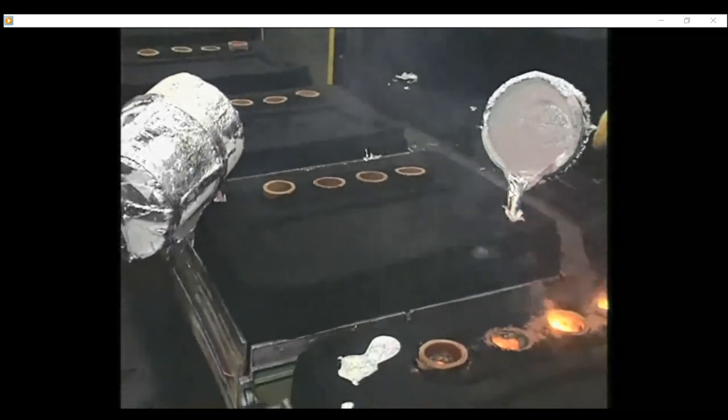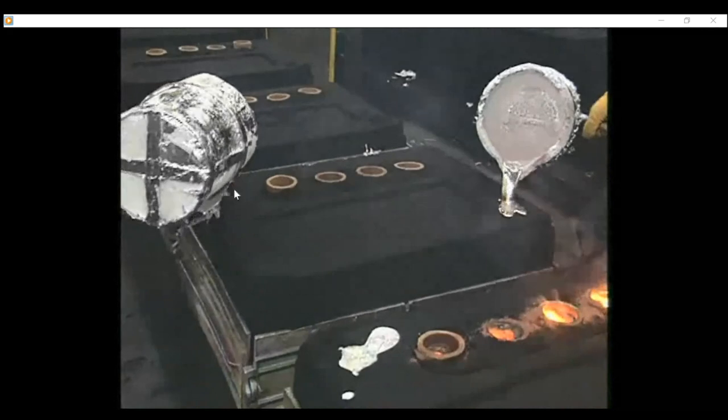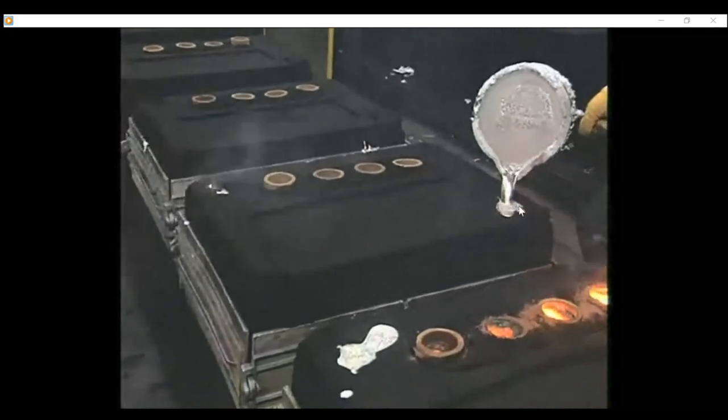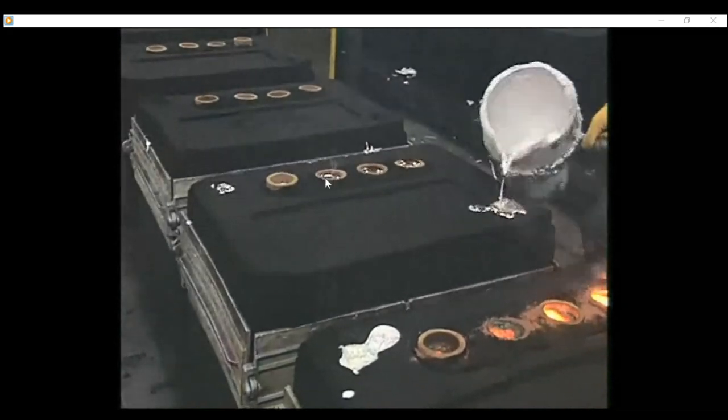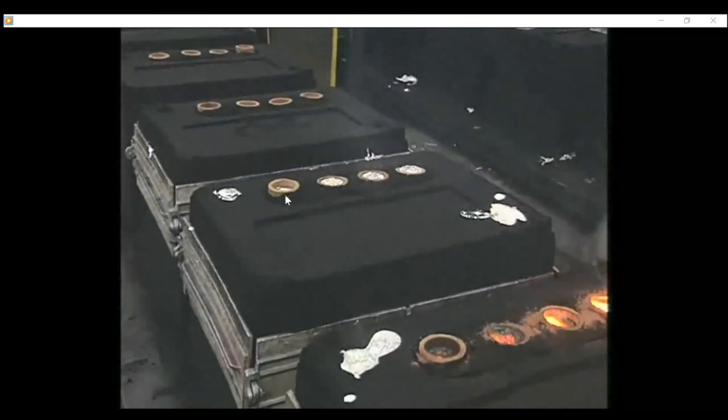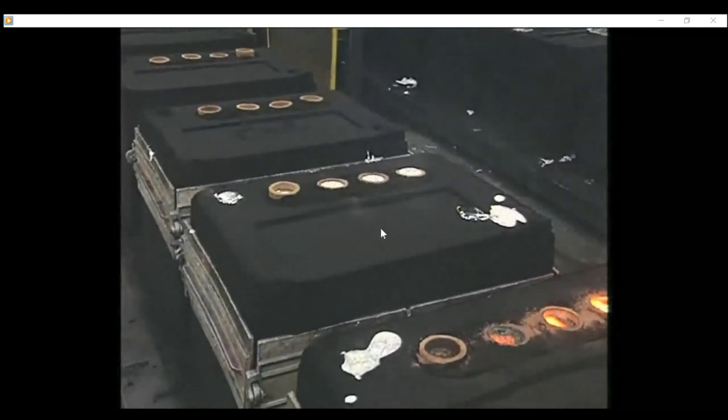Actually, because the part is big, they feed from two sprues, not only one sprue. They feed from here and here. The liquid comes up here. When the liquid comes up here, we can understand that all the cavity inside is totally filled. Now they are destroying the mold.